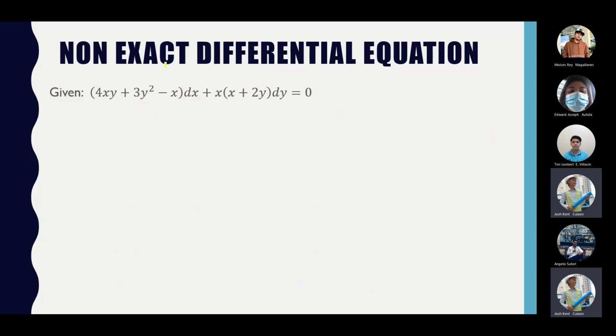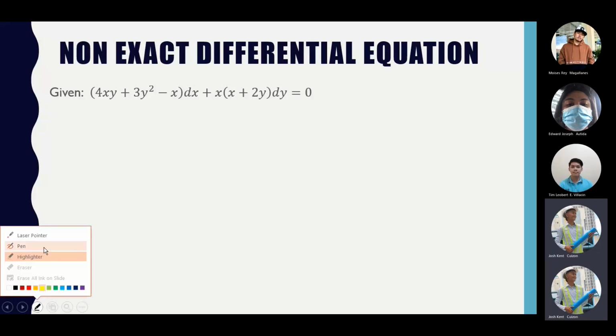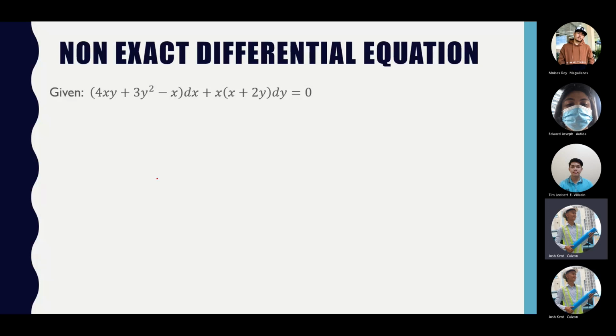So let's say we are given a differential equation of the quantity 4xy plus 3y squared minus x dx plus x times the quantity x plus 2y dy is equal to 0. Para di ta magkalisod, ato siyang i-distribute ana para di ta magkalisod. So, ang una natong pangutana is, is the given differential equation exact?